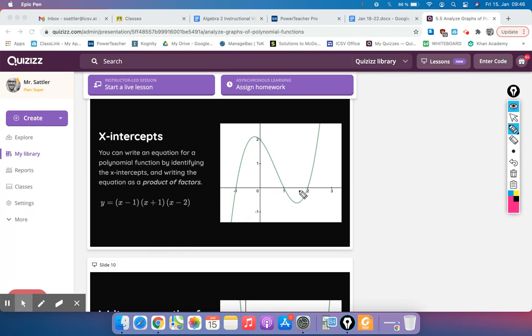where the y-coordinate is 0. So we're essentially setting this equal to 0 and solving what value of x would make this 0. Well, it'd be 1. This value would be negative 1 and this value would be 2. So that's why we have x-intercepts at 1, negative 1, and 2.